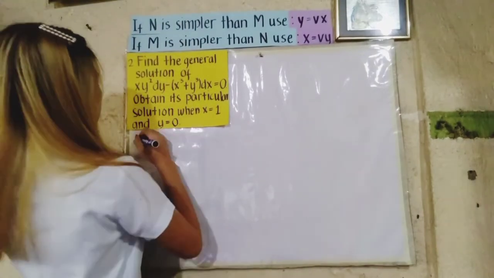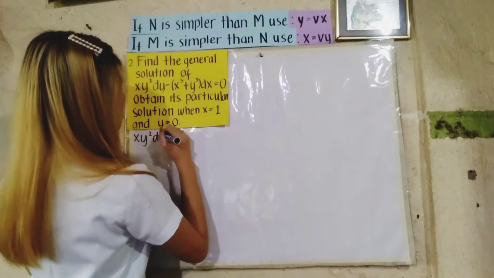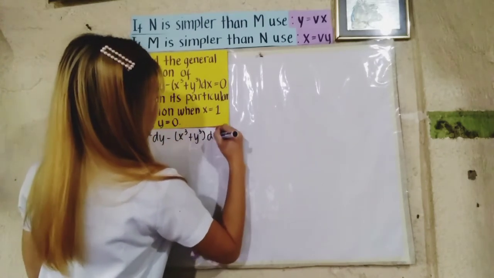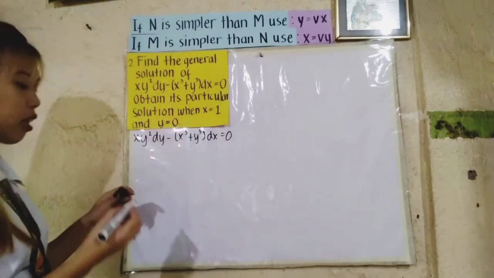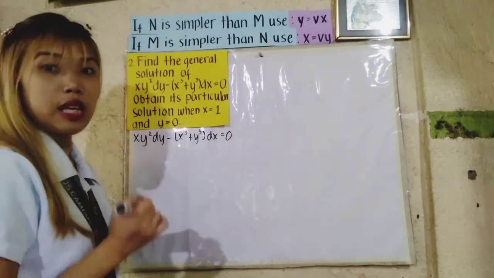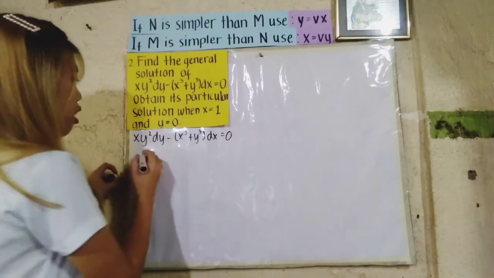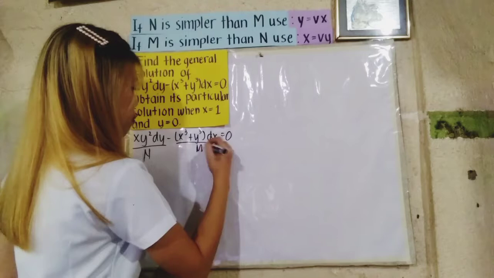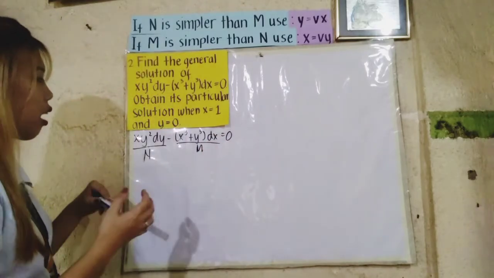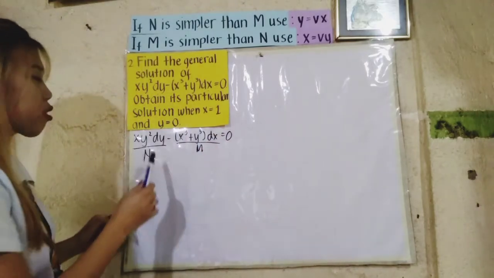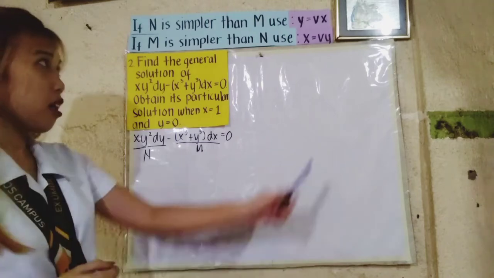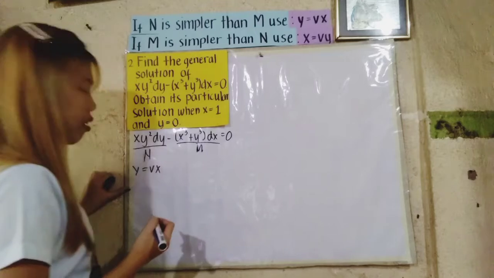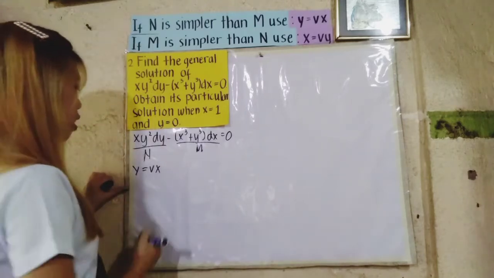So, solve na natin. We have here xy squared dy minus x cubed plus y cubed dx equal to 0. So, titingnan natin muna is kung ano yung mas simple na term. Ito bang m ay n? Or ito bang m? Siyempre, yung mas madali natin na term dyan is itong xy squared dy. So, ang gagamitin natin na substitution is yung y equal to vx. Then, ang next natin na gagawin is i-derive natin to.